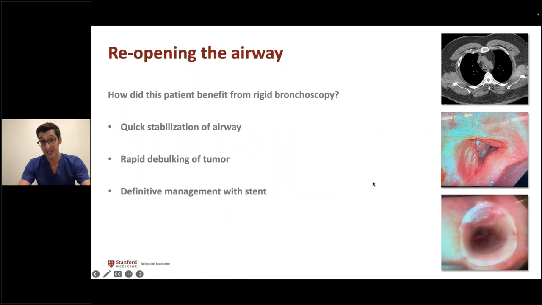So thinking back at a case like this, how does a patient like this benefit from rigid bronchoscopy? I would say a few things. Quick stabilization of the airway, the ability to rapidly bypass the lesion, restore ventilation, and then rapidly debulk a tumor. And then lastly, definitive management with placement of a stent.